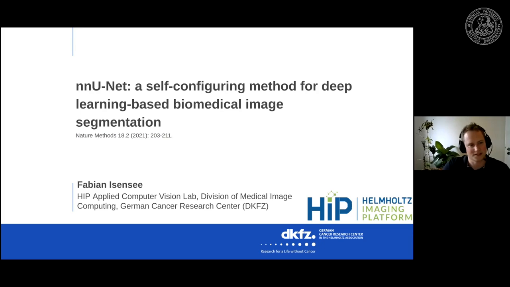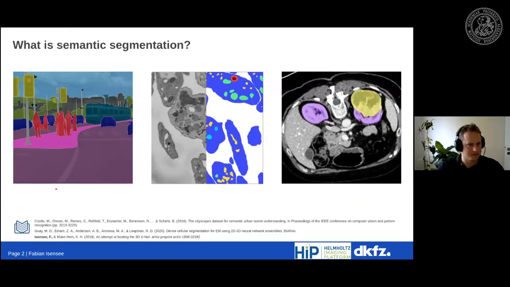This was, as Andreas mentioned, a relatively recent Nature Methods publication, but if you've been doing semantic segmentation in the past years, you may already have stumbled upon preliminary releases of it. We started working on it in 2018 and finally got it into a proper journal publication, with the acceptance in late 2020. nnU-Net is a method for semantic segmentation.